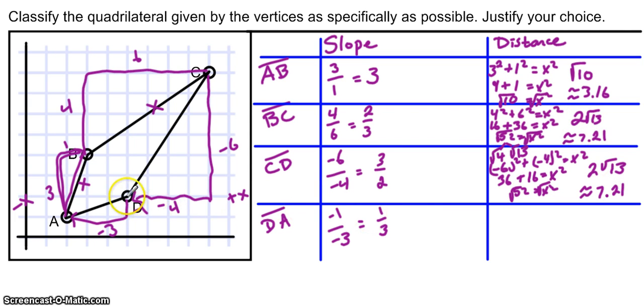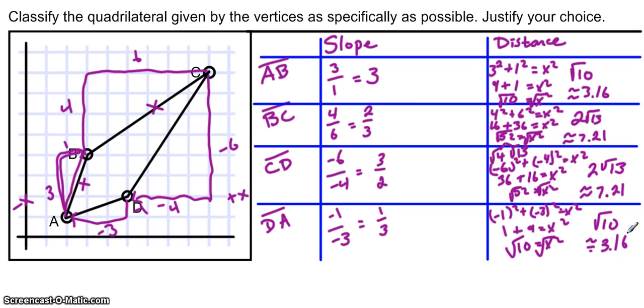And DA, we're going down 1 and over 3, so that's -1 squared plus -3 squared equals x squared. Finding that distance using Pythagorean theorem, we get 1 plus 9 equals x squared. We get 10 equals x squared, and the square root of 10, well, that looks a lot like AB, right? The square root of 10 is going to approximately be equal to 3.16.